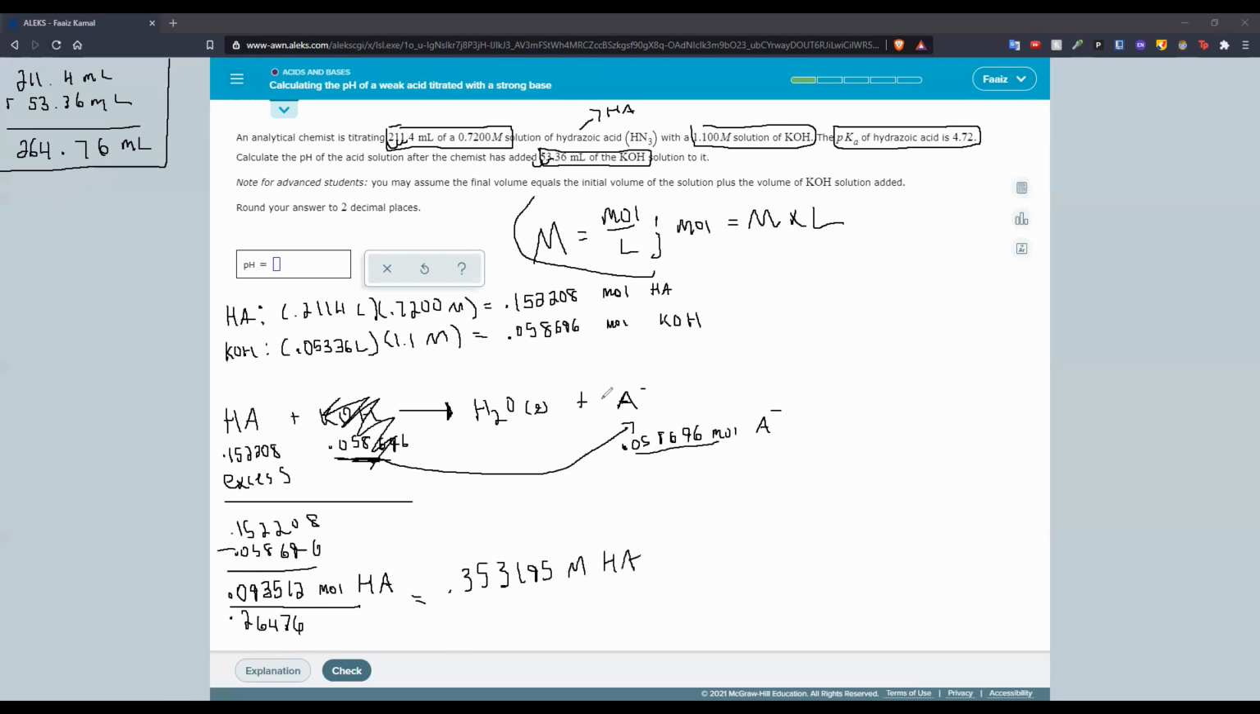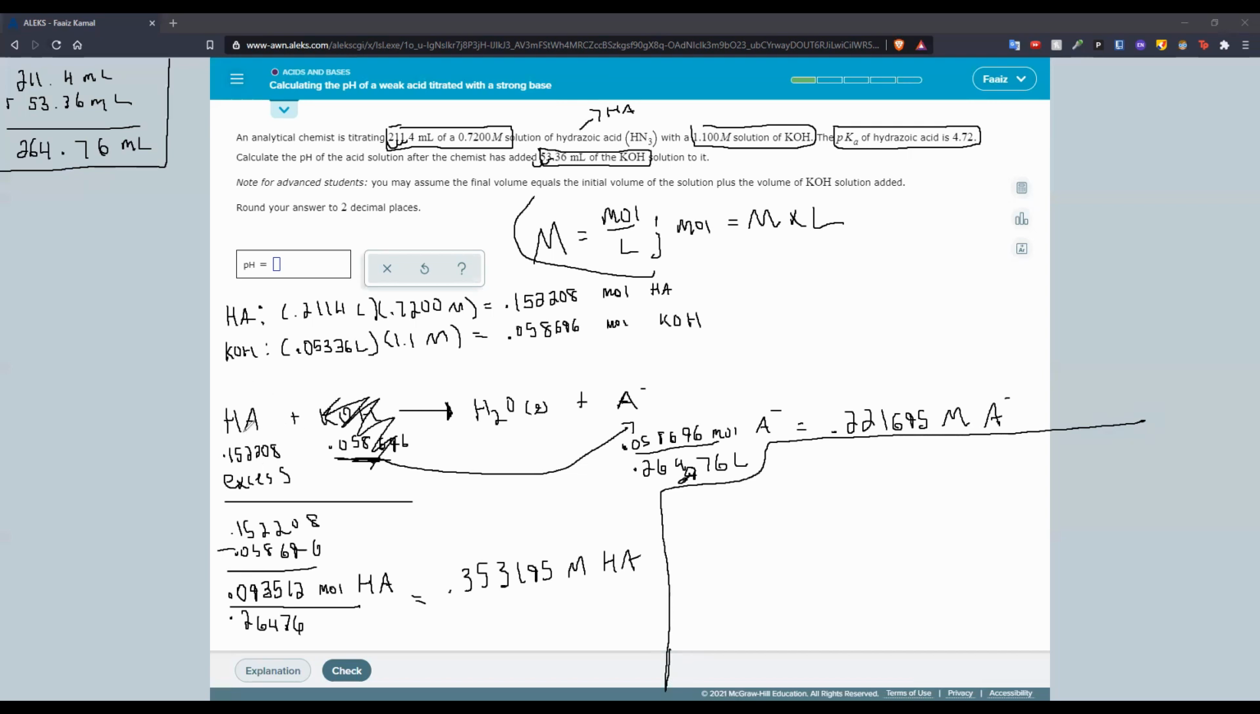And I also like to convert this. You have to convert this to molarity too. And again, the liters is the same for both of these because they're both in the same solution, and you're adding the amount of the initial solution to the amount of the KOH you added to it. So this would be the total volume. And once you do that, 0.26476, you get 0.221695 molar A minus.